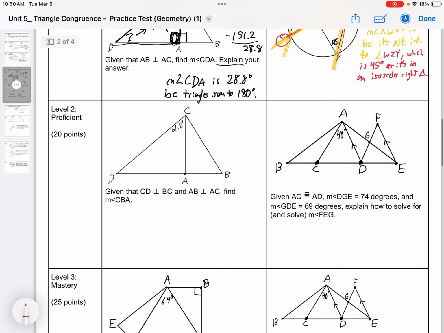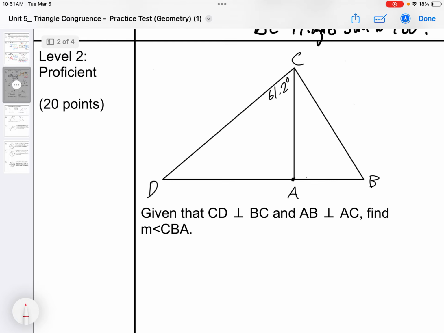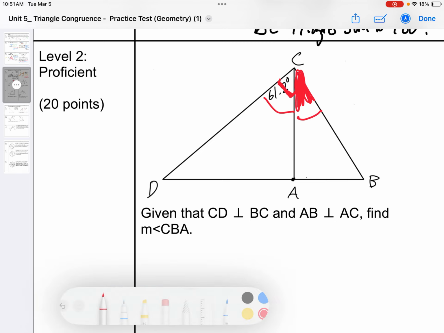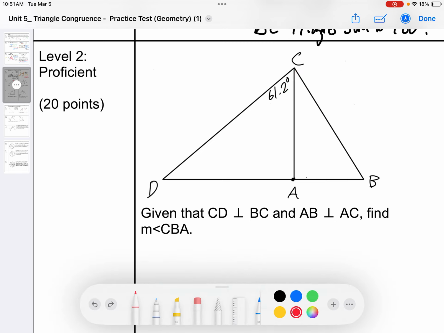Level 2, which is where we start to apply it in a couple extra steps. Given that CD is perpendicular to BC, so that's right here, 90 degrees. That's immediately going to tell me something. That immediately tells me what this angle is because they have to add up to 90 degrees. This and this have to add up to 90. Well, if they have to add up to 90, then this is going to be 90 minus it, which is 28.8.